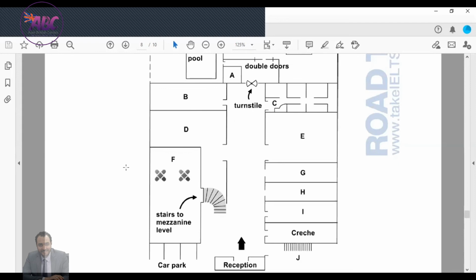Hello? It looks like a hotel. Right, I want you to tell me where we are. This is a hotel. Right, no. A diagram for a hotel.